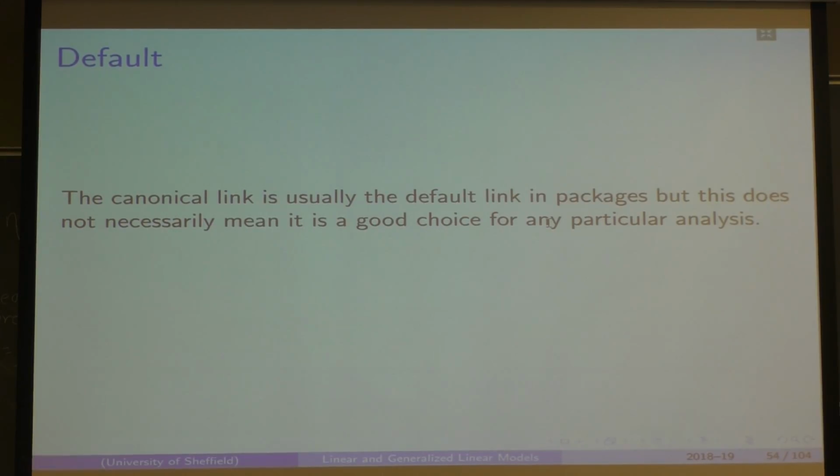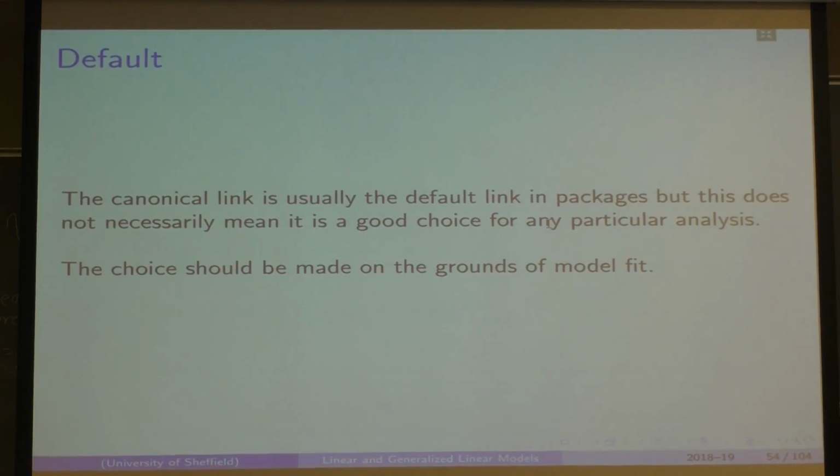However, you should be a little bit careful, because the canonical link isn't necessarily the best choice for a particular data set, and really you should make your choice of link function on the grounds of model fit. Particularly for the binomial family, where there are several links available, logit, probit, clog-log, Cauchy, and so on, it's a good idea to actually try and fit the model with all of those links, and if you do that, you can then get a feeling for which link fits the data best.